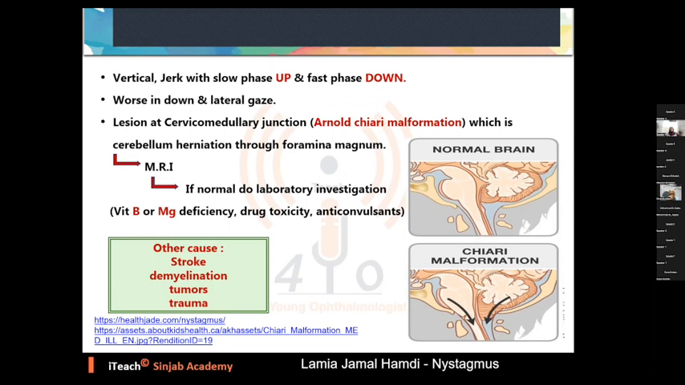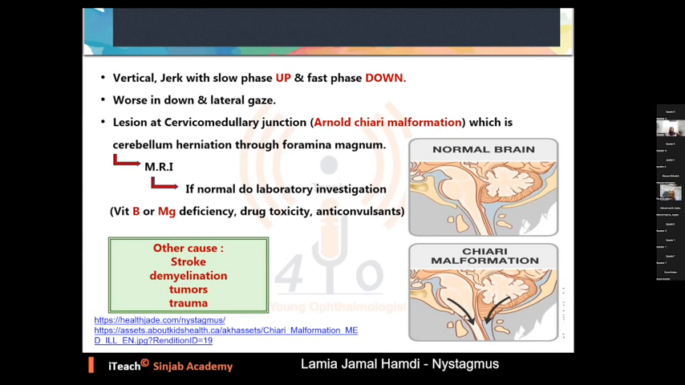This photo shows the comparison between the normal brain and the Arnold-Chiari malformation. In the normal brain, the cerebellum is in its place, while in Arnold-Chiari malformation, the cerebellum is herniated through the foramen magnum. So the patient needs an MRI. If it is normal, think about vitamin B or magnesium deficiency. Other causes include drug toxicity, stroke, demyelination, tumor, or trauma.